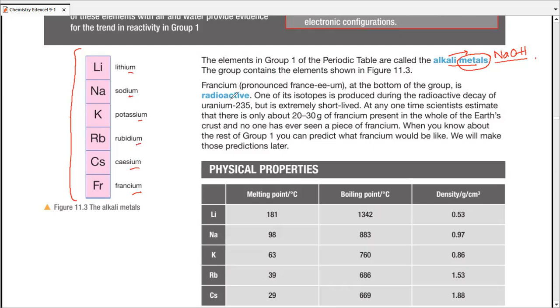Francium is the only one which is radioactive in this group. The rest are non-radioactive. One of its isotopes is produced during the radioactive decay of uranium. It's extremely short-lived. At any one point of time, scientists estimate there are hardly about 20 to 30 grams of francium present on the whole of Earth, and no one has ever seen a piece of francium. Since the isotope is short-lived, it quickly decomposes, and you can't have francium in good amounts. So we are not going to study the details of francium here, because we can predict about it, but we haven't seen it in big pieces. The predictions can be correct, but we have performed experiments with the other members of the group.